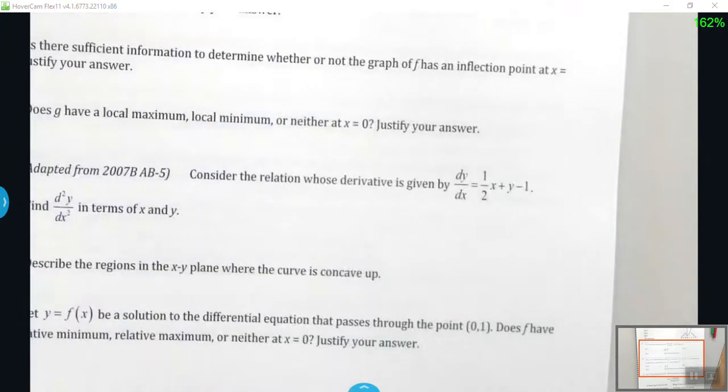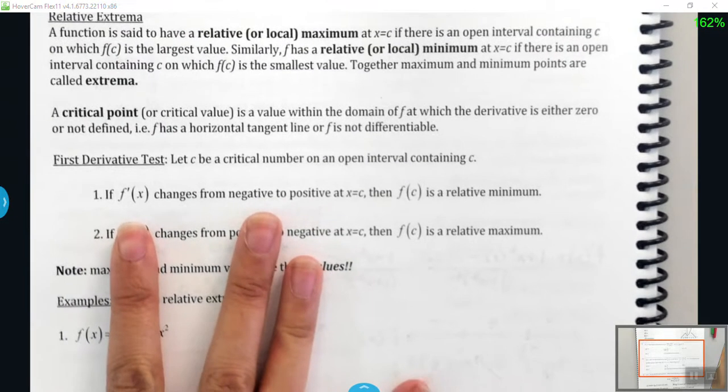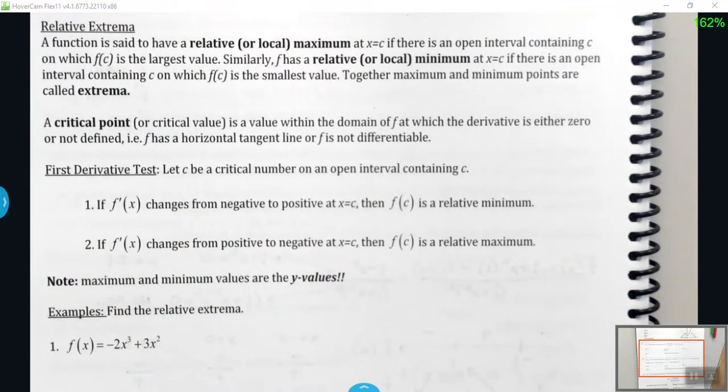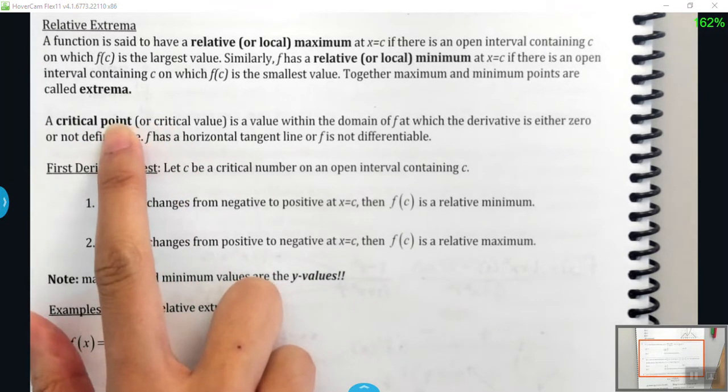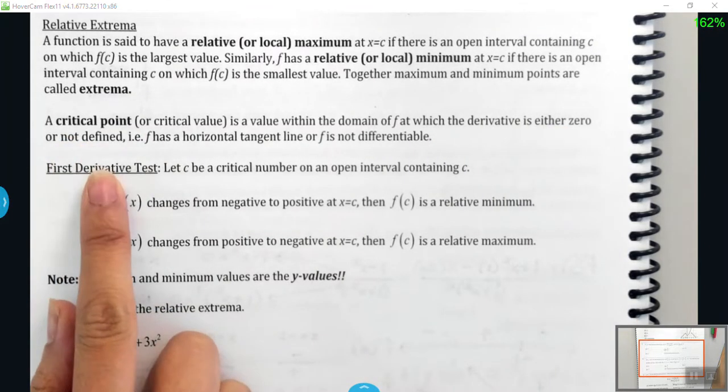This is all review. Relative extrema. We've got two tests: the first derivative test and the second derivative test. A relative max or a local max happens at the top of a hump, and a relative min at the bottom of a hump. So this one has 3 relative extrema. Now what you do is you find a critical point. A critical point is where either the derivative is 0 or not defined, and then you test.